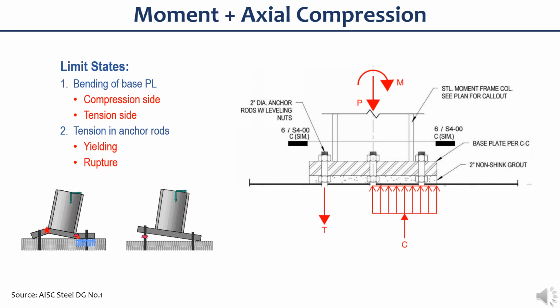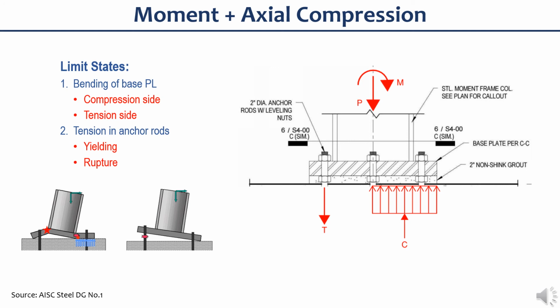For special moment frame columns fixed at the base plate will be subjected to both axial and bending. Now, to design the base plate and the anchors for this load condition, these are the limit states or transfer mechanisms we have to consider. First is the yielding or bending of the base plate, and this will happen if the base plate is relatively flexible, as shown on the leftmost image. And second mechanism is the tension in the anchor bolts. Now, this will happen if the base plate is relatively stiff.